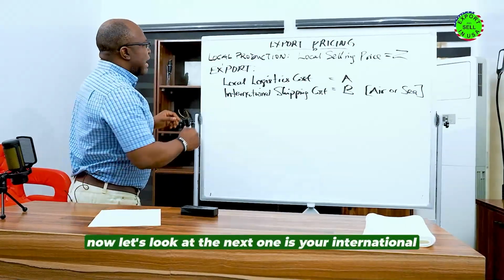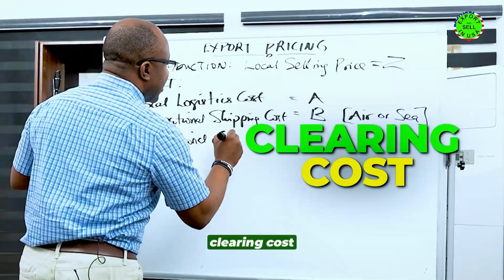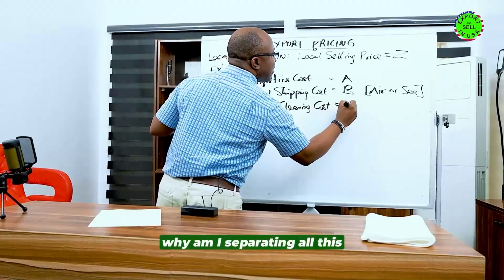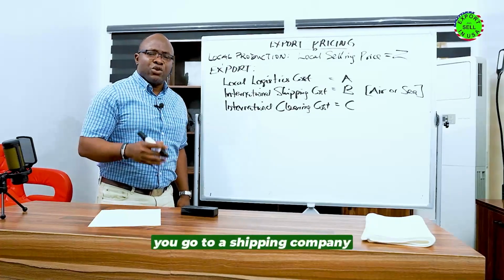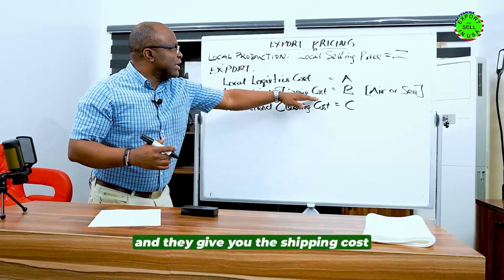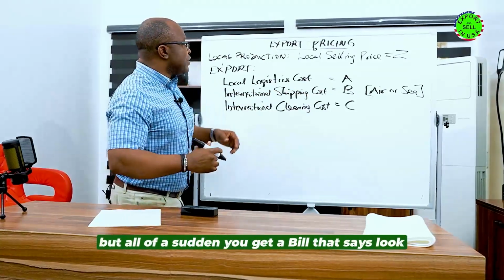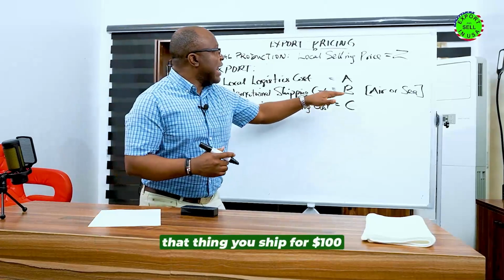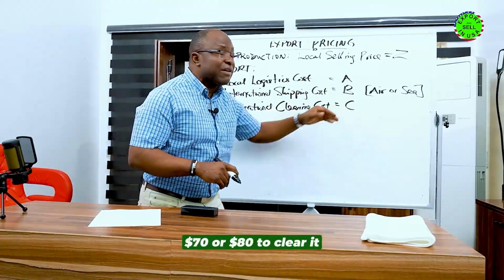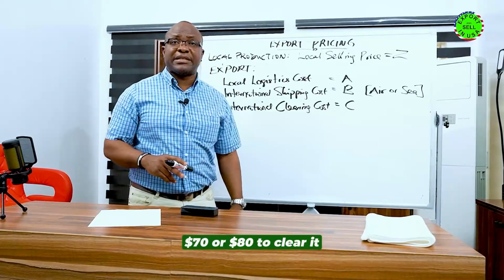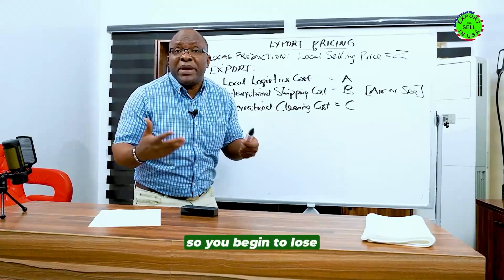Now let's look at the next one, your international clearing cost. Why am I separating all this? Because a lot of you have made mistakes. You go to a shipping company and they give you the shipping cost and you assume that is all the cost. But all of a sudden you get a bill that says, look, that thing you shipped for $100, you're going to need about $70 or $80 to clear it. And you didn't factor it in your initial computation. So you begin to lose.